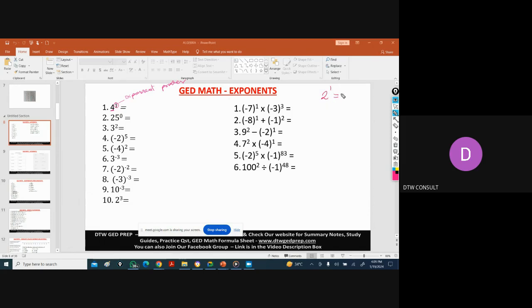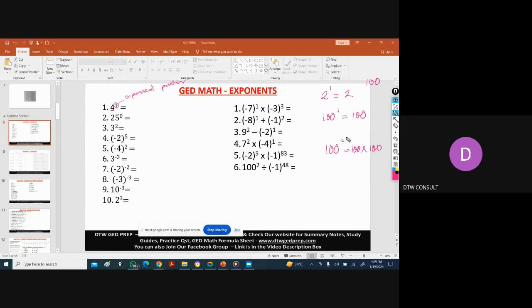So 2 raised to the power 1 is 2. 100 raised to the power 1 is 100. What it means is just 100. When you now do 100 raised to the power 2, it's now 100 times 100. That's what 100 raised to the power 2 means.